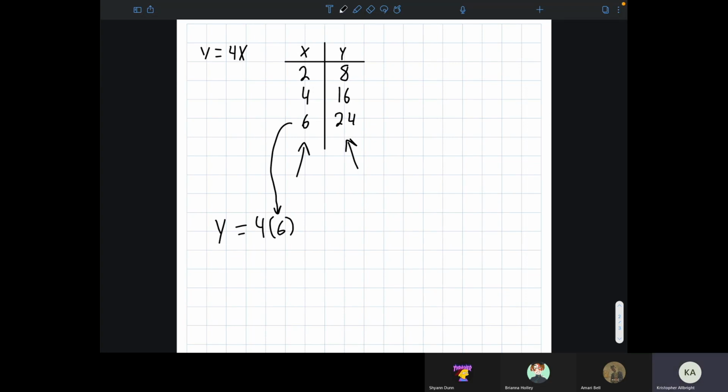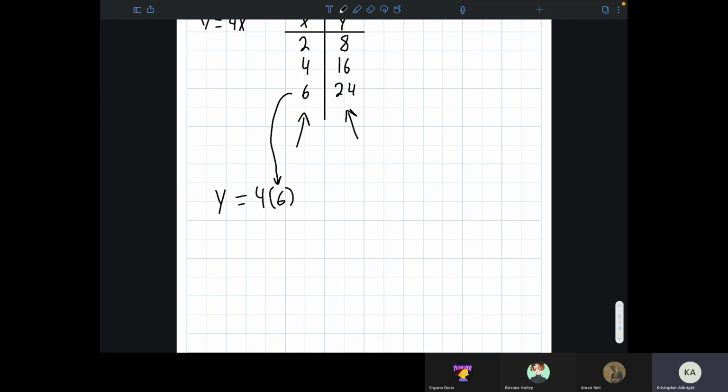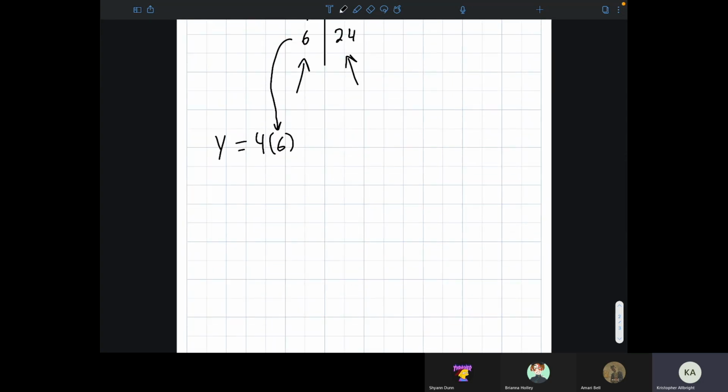Okay. One other thing with table of values is sometimes it will give you an equation and ask you if a certain thing is a solution. So if it gives you y equals 4x, like we just had, and it asks you, okay, are 5 and 10, is this a solution? And you say, okay, well, this isn't like a table of values problem that we've done. And really it is, but what it's asking you to do is this.